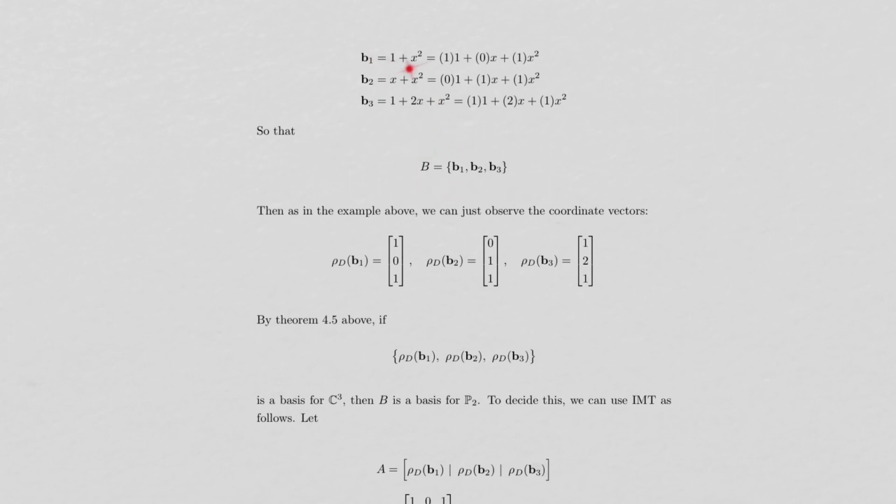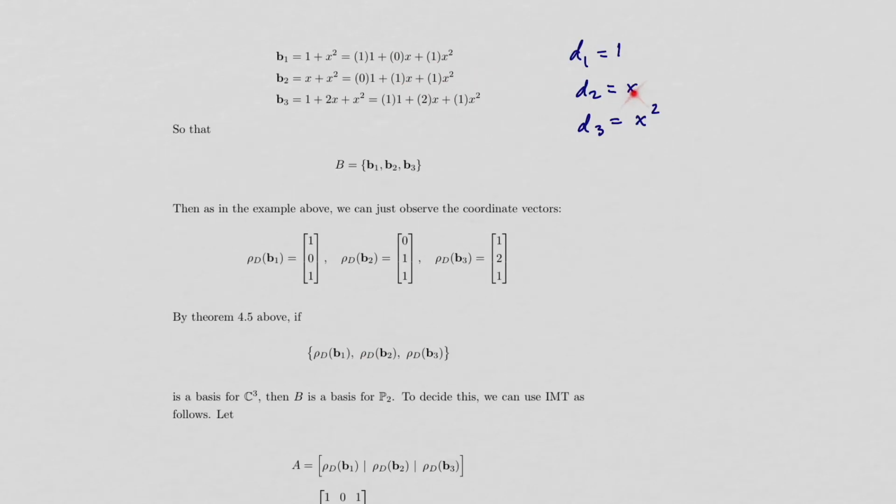And I can write b1 as a linear combination of the basis vectors D. Remember, d1 is 1, d2 is x, d3 is x squared, and I'm going to write each of these B vectors as a linear combination of the d's. So 1 plus x squared I can write as 1 times 1, which is 1 times d1, plus 0 times x, which is 0 times d2, plus 1 times x squared, which is 1 times d3. Similarly, for b2 and b3, I can write them as linear combinations of these d basis vectors.